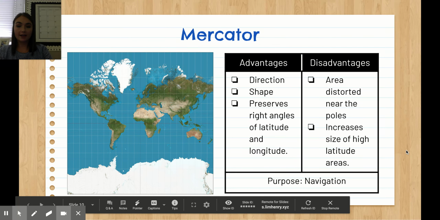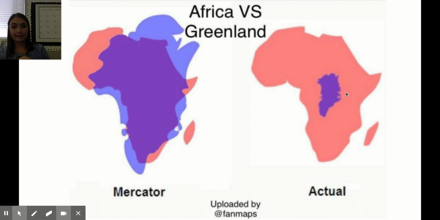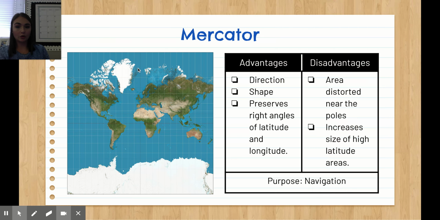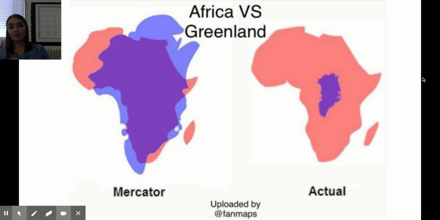So like in real life, this is Greenland inside of Africa. But on that Mercator projection, it looks like Greenland is bigger than Africa. So although this map is good for navigation because the direction is the same across this map, the surface area of the poles are way off. And you can see that right here. This is the actual size comparison, but this is what it looks like on the Mercator projection.